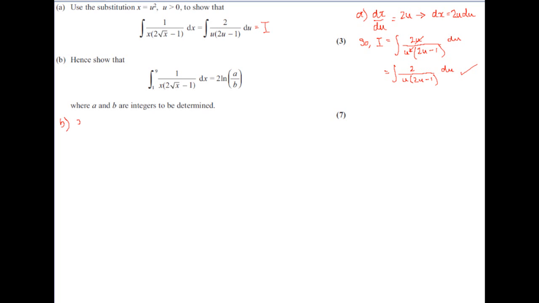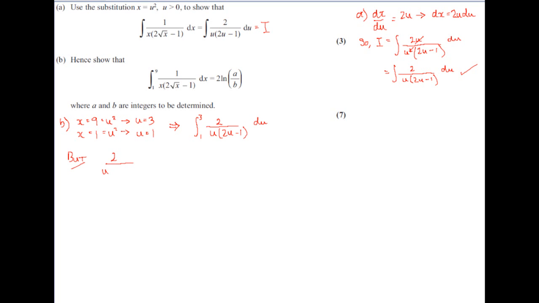Part B. We need to convert our limits. At the minute they're in x's. To do the definite integral, we need to convert those limits into u's and then integrate with respect to u. So here we are. When x is 9, u squared is 9, u is 3, and when x is 1, u is 1. So the limits are now 1 and 3, and we integrate that.